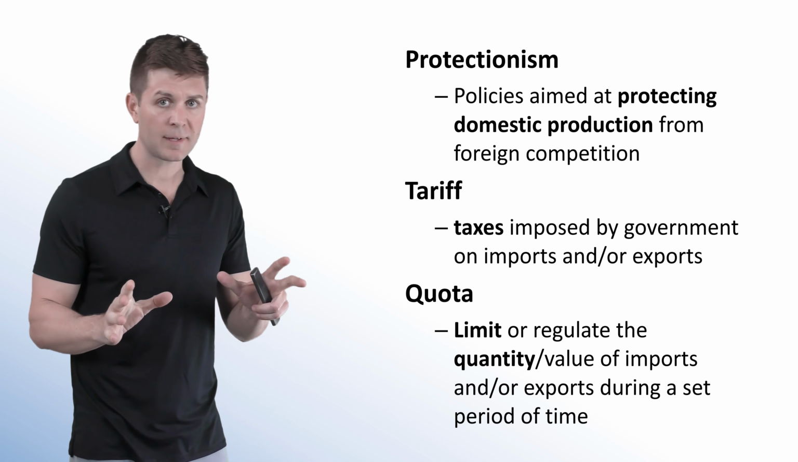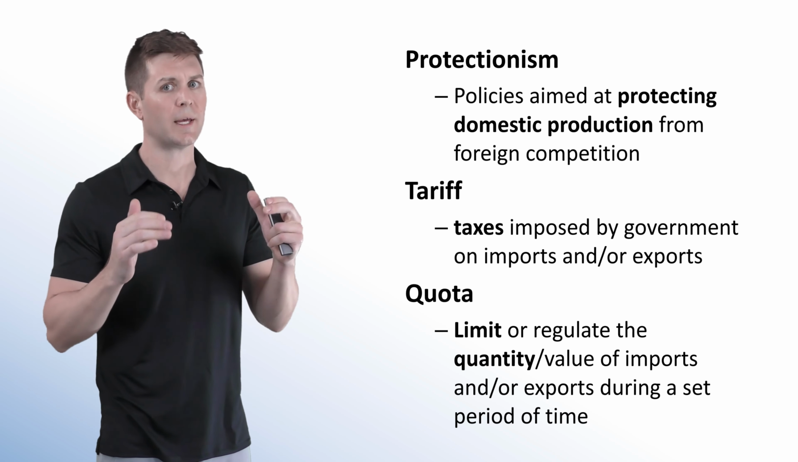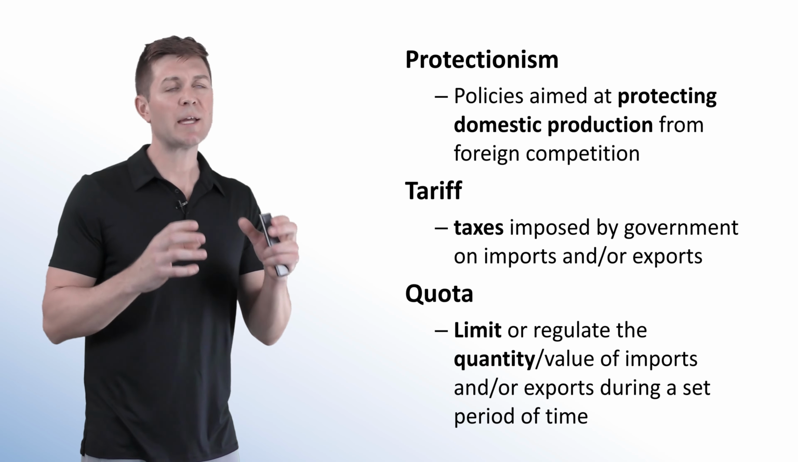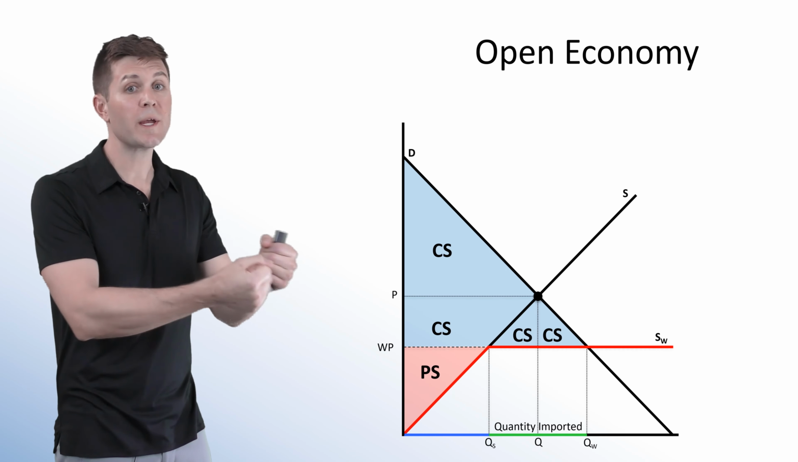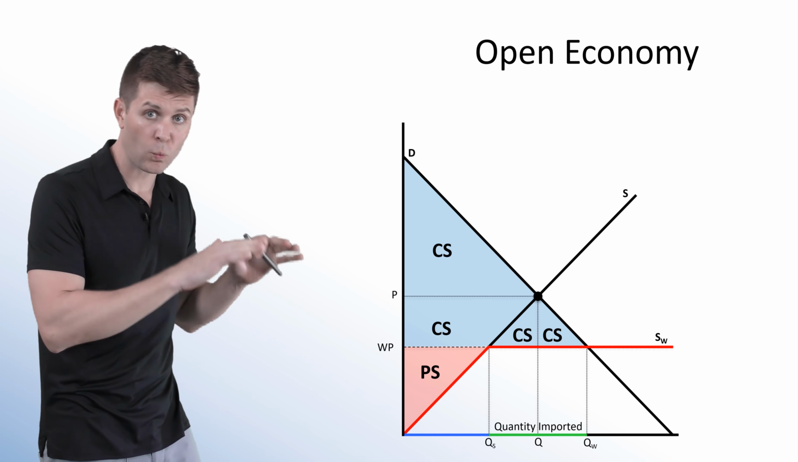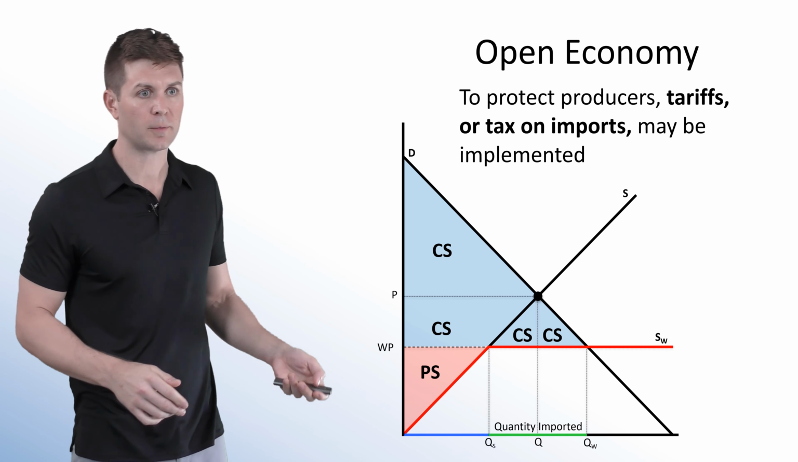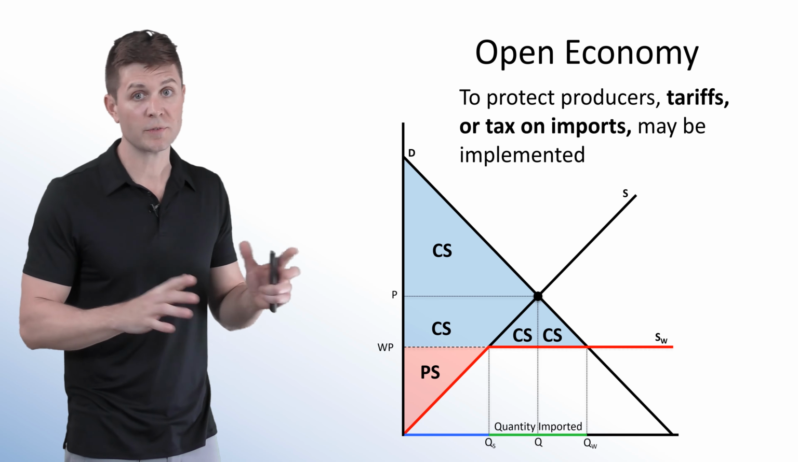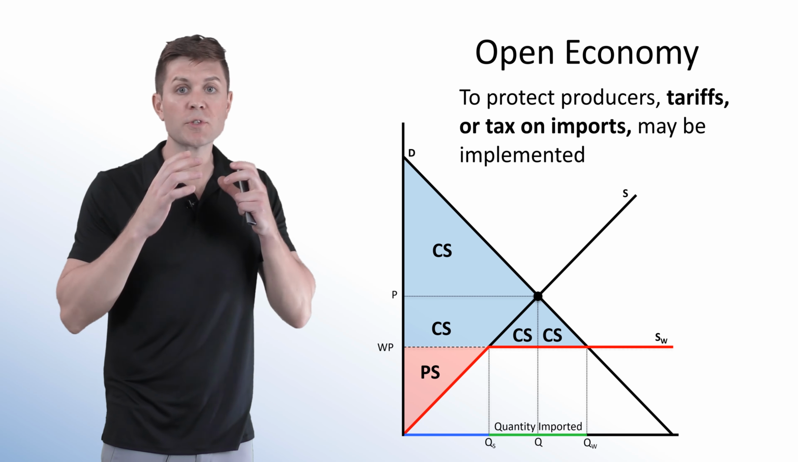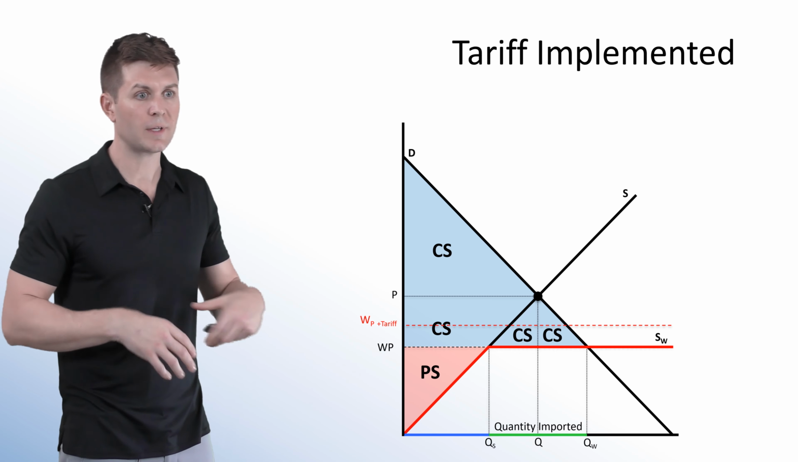And at last slide, I'm going to talk about the difference between these two and the major impact that both of them have. So in this model, we're starting off in an open economy where we are importing from another country because the world price is lower than domestic price. Now, to protect our producers, we're going to implement tariffs or tax on imports to kind of help them out a little bit, and we'll see how this all works.